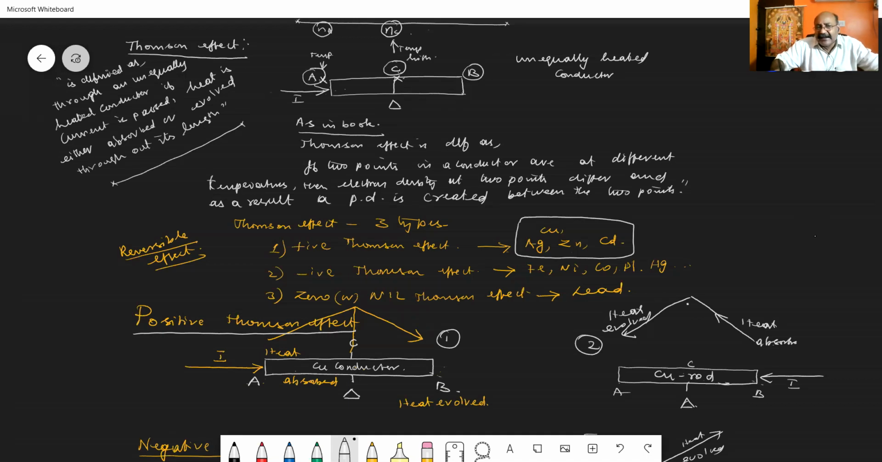Through this unequally heated conductor, if a current is supplied, then throughout the length of the conductor, heat energy may be absorbed or heat energy may be evolved. That is called the Thomson effect.